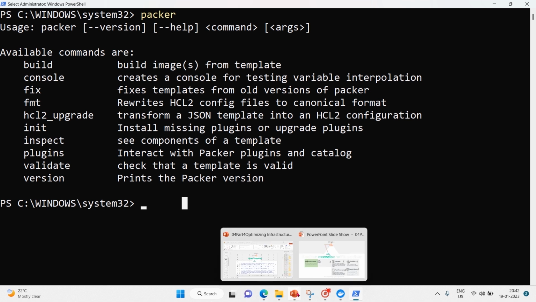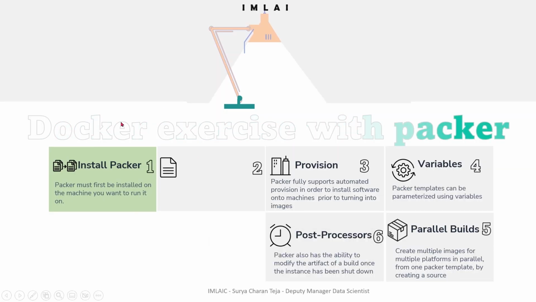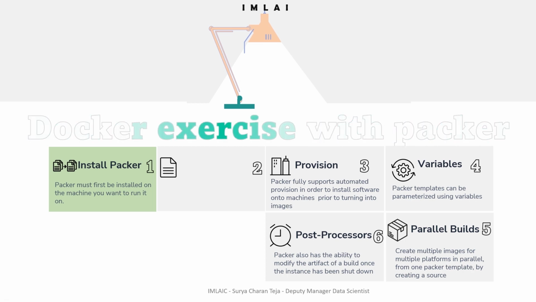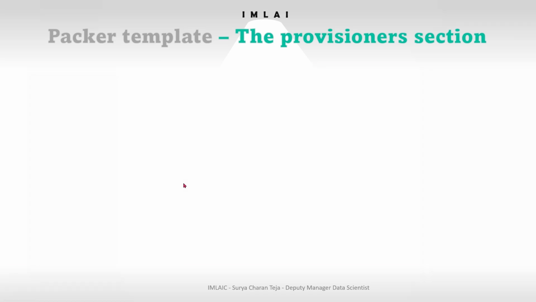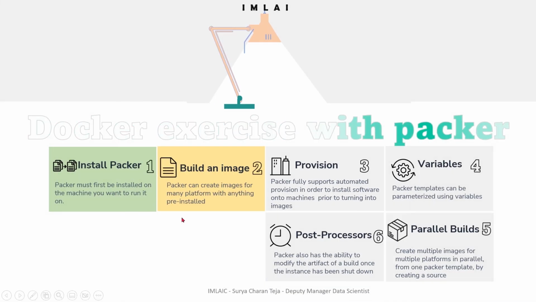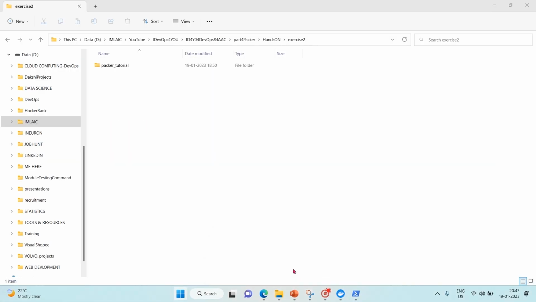Okay, so now all done, all set. The first exercise is done successfully: installation of Packer on a Windows machine. Now it's time to enter into the second exercise, that is build an image. To do that, I will go to this folder.